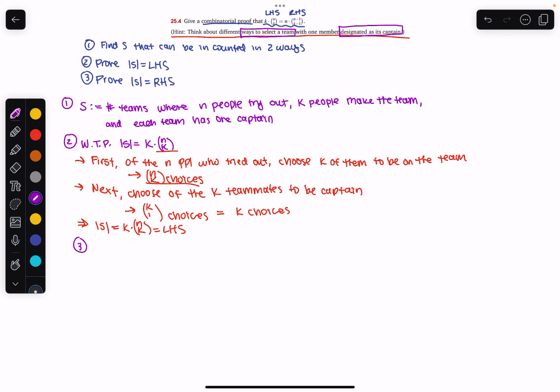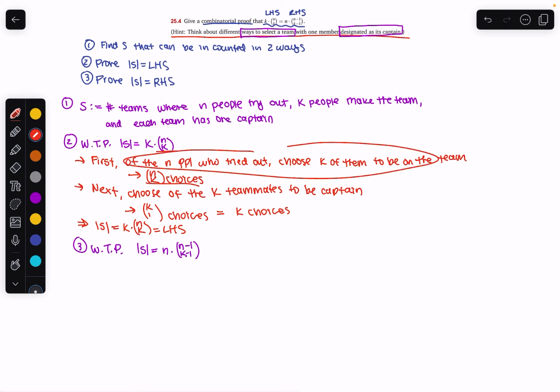Next, we're going to do step 3. We want to prove that the size of S is also equal to the right-hand side, which is n times n minus 1 choose k minus 1. In general, if you have these two terms, a good strategy to try out is to change the order of our decision process. So let's see what happens if we do that here. Maybe instead of first picking who's going to be on the team and then choosing the captain, we first pick the captain and then choose the rest of the team.